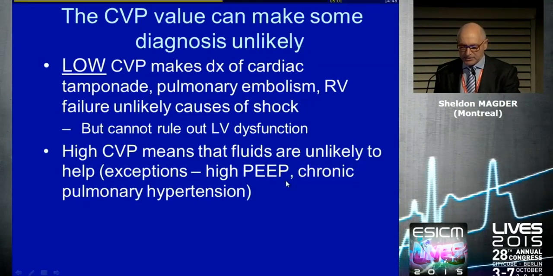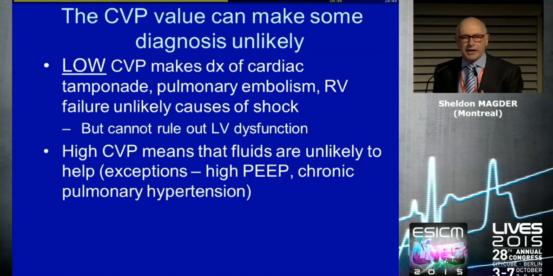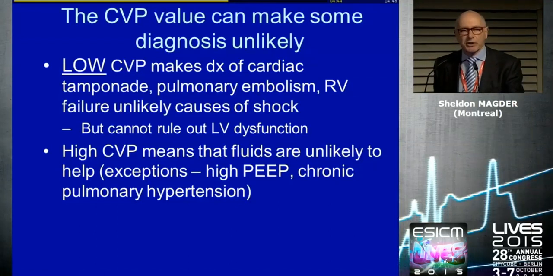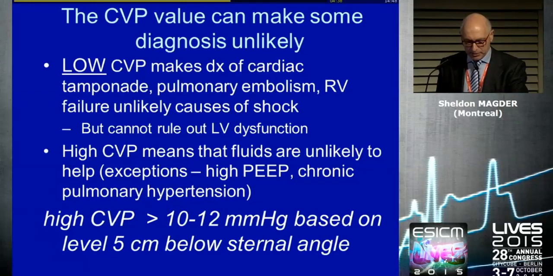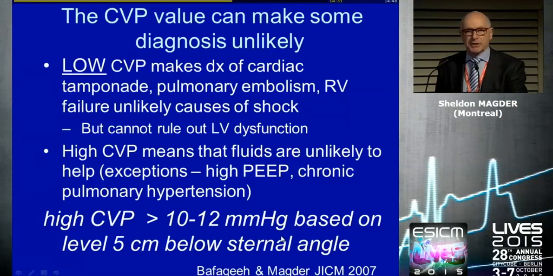If you told me that the CVP was high and you thought the diagnosis was hemorrhage, well, yeah, again, it's possible, but you're going to have to do some fancy explanations. What's a high CVP? From a study we did, around 10 to 12 millimeters above a level 5 centimeters below the sternal angle. Above that, you can respond, but it's much less likely.